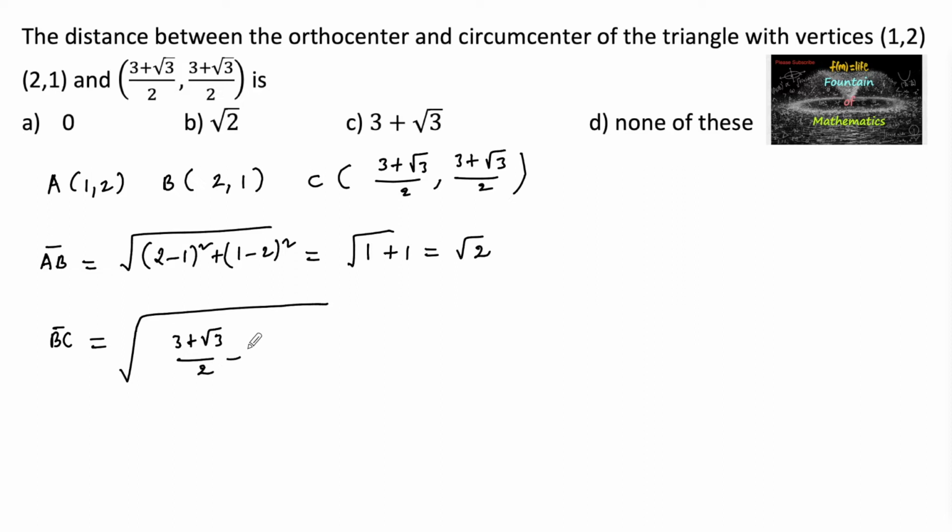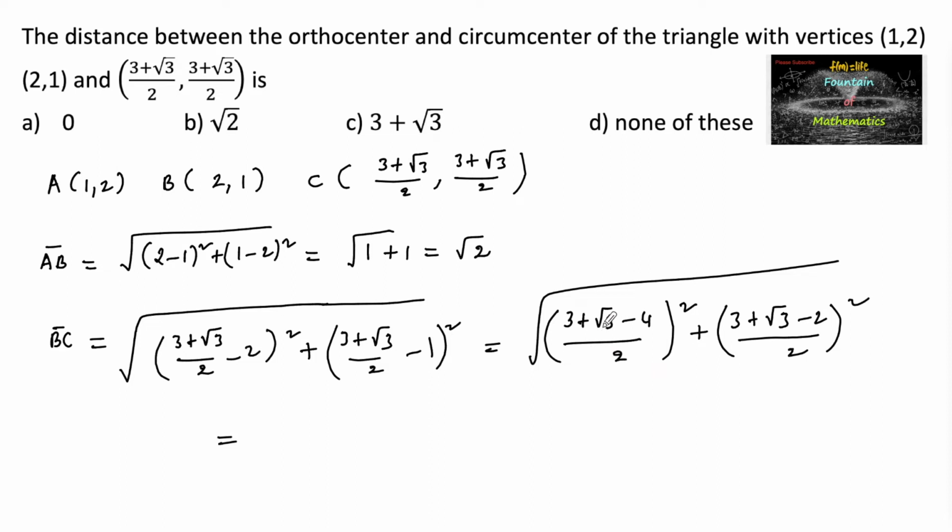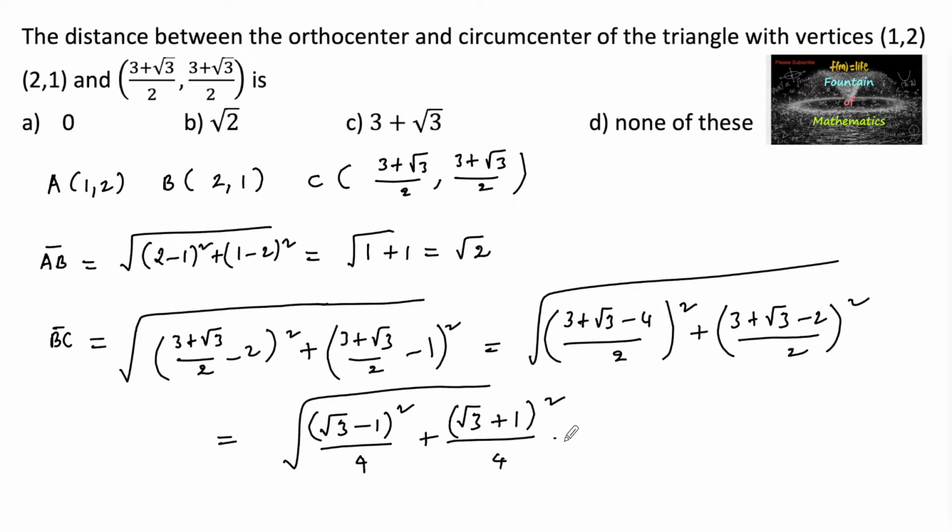And the distance BC is the square root of ((3 + √3)/2 − 2)² + ((3 + √3)/2 − 1)². On simplifying we get ((3 + √3 − 4)/2)² + ((3 + √3 − 2)/2)². So we get (√3 − 1)²/4 and (√3 + 1)²/4 under the square root.